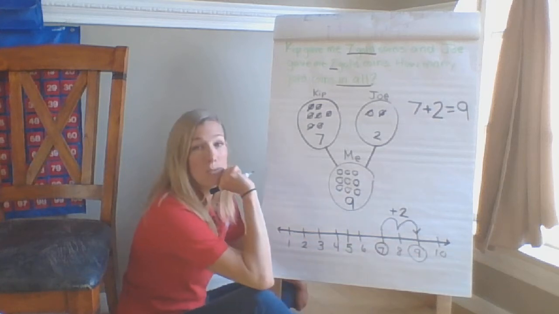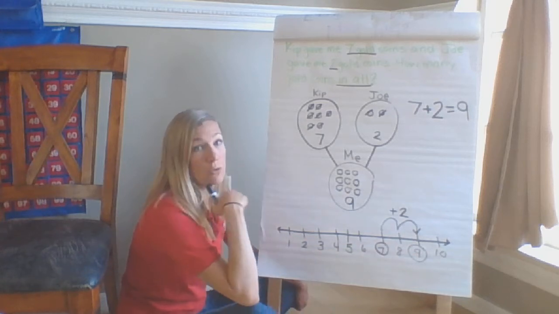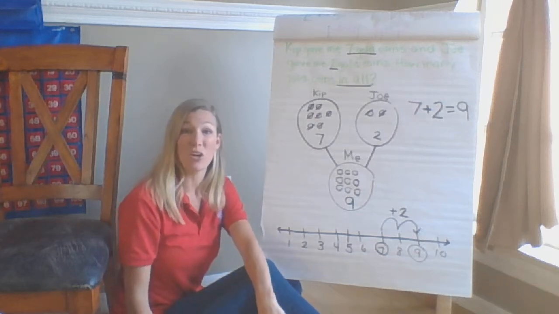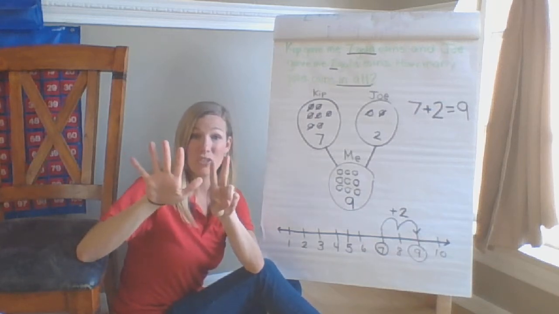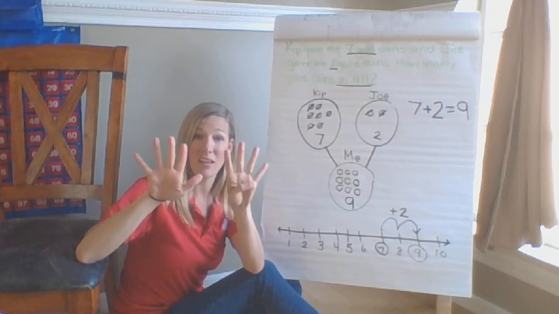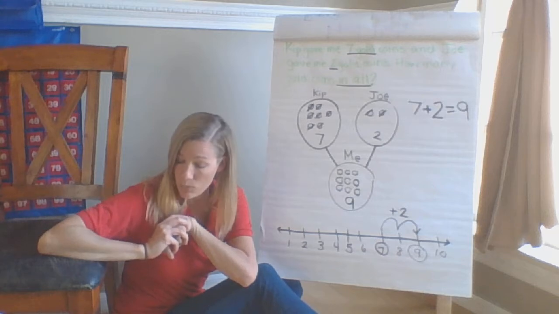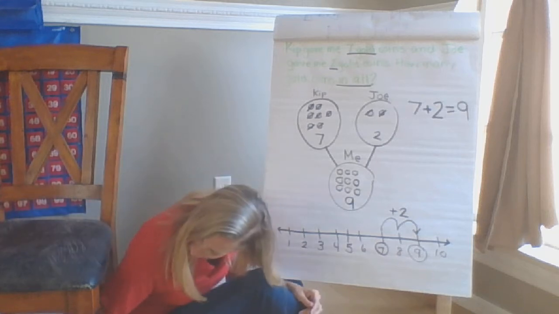So either one of these strategies could work for you. You could have even done it super fast with your fingers. You could have started with 7 and counted on 2 more. 8, 9. So as we do these more frequently, you get to be more efficient with them and we start to get a little bit faster.